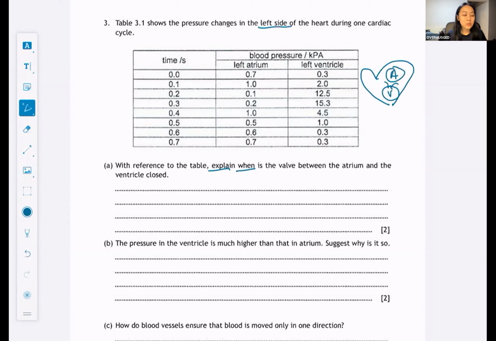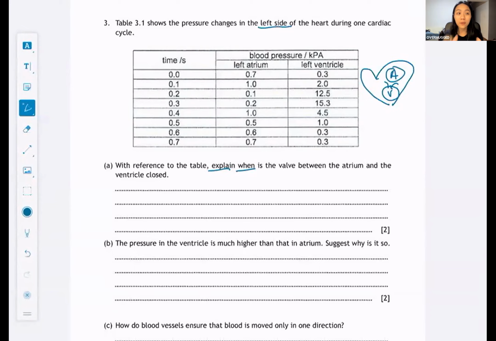Okay? So let's say when the pressure in the atrium is higher than the ventricle, naturally the blood will flow from the atrium to the ventricle, right? Normal, it's like your high to low kind of concept. But let's say when the ventricle pressure is higher than the atrium pressure, the blood will want to flow from the ventricle to the atrium. So it is also natural because it's just how pressure works, high to low. But is that what we want? So that is something that you need to ask yourself. So blood flow from ventricle to atrium, is that what we want?